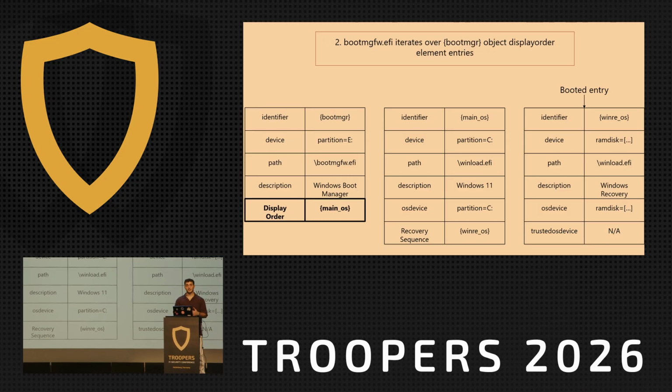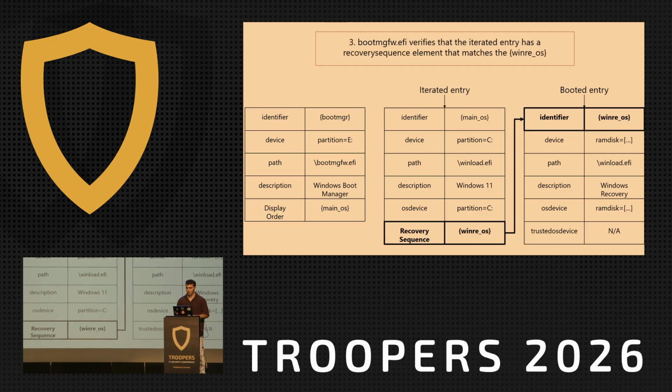Now, if that element is not present, the boot manager queries the display order element, which contains a list of BCD objects. It then iterates through each entry in that list and applies additional filtering. In our case, the display order, as you can see, contains a single GUID. That's the main OS GUID. And so the subsequent checks that are performed by the boot manager are on that specific GUID, which is the middle object. So the first check that the boot manager performs on the iterated entry is whether the booted entry, which is the WinRE OS, is listed in the recovery sequence of the currently iterated entry.